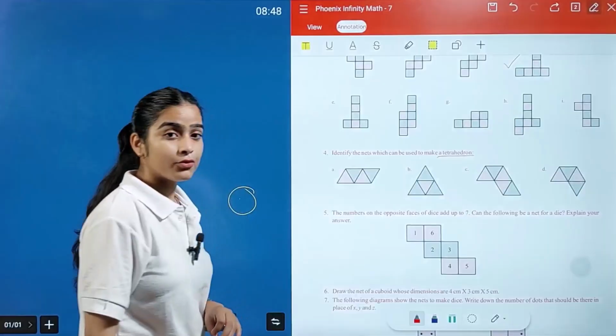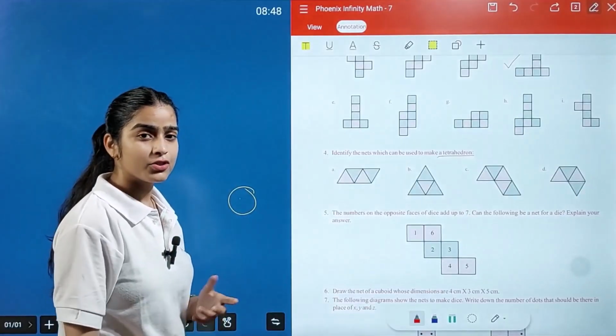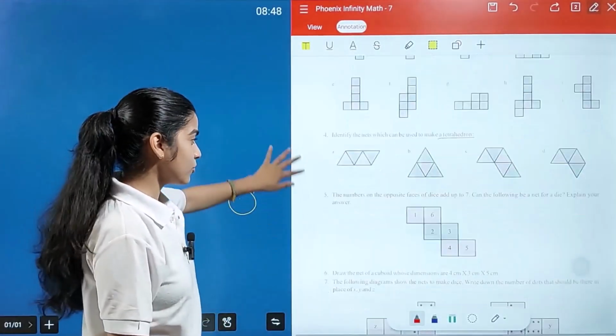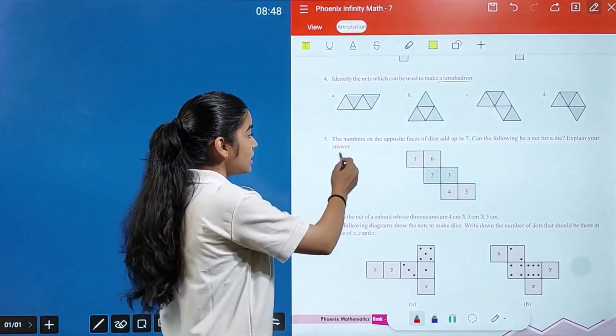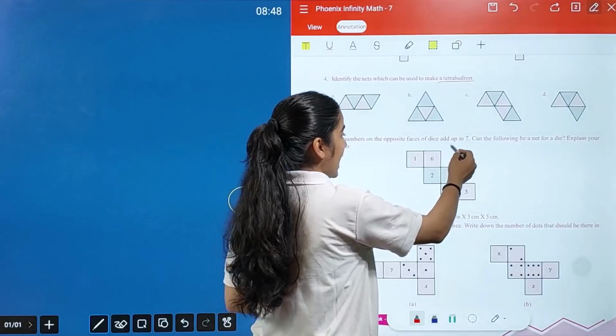So now you have to make a tetrahedron. Tetrahedron we generally say triangular prism, right? So you have to select your correct net diagram. The numbers on the opposite faces of dice add up to 7.